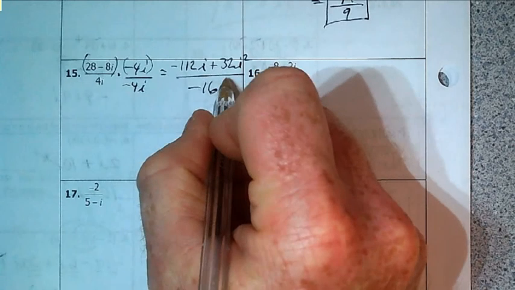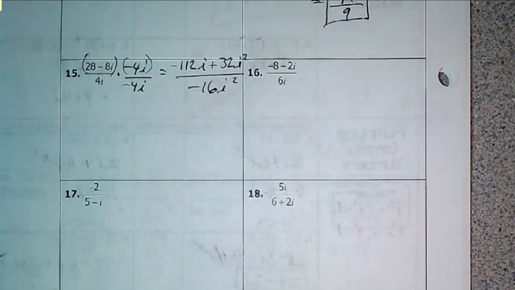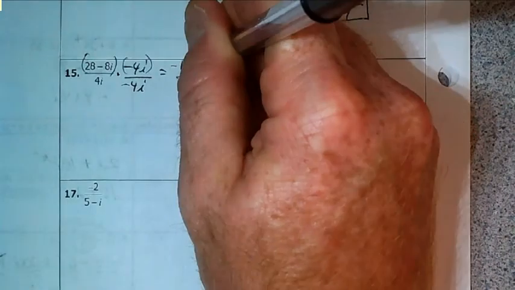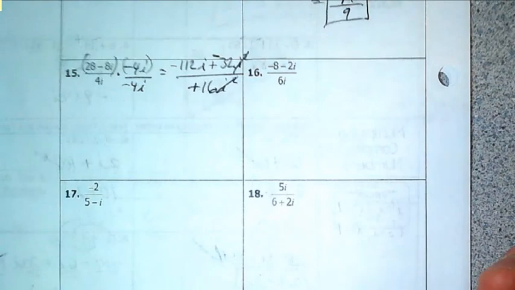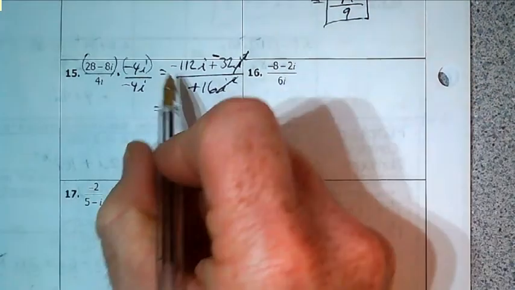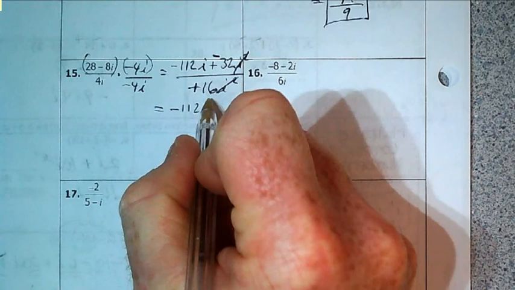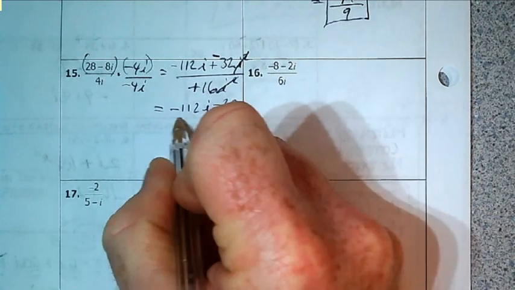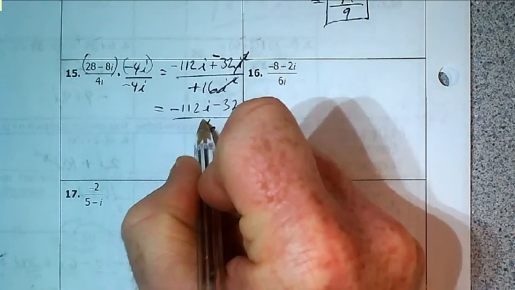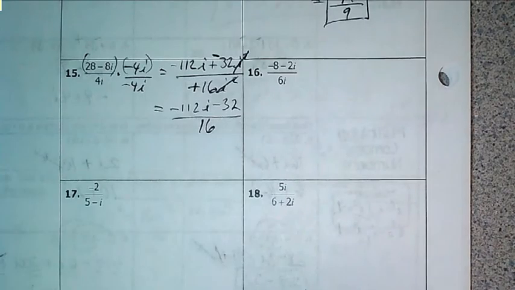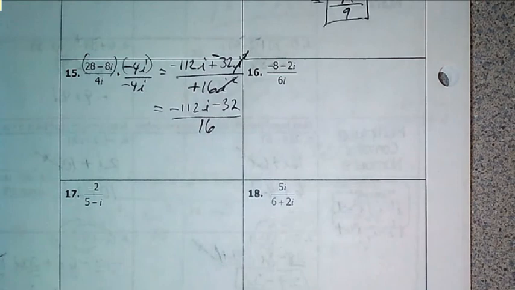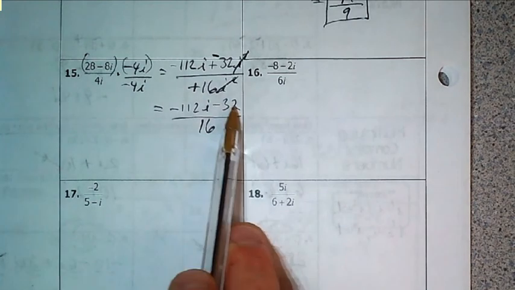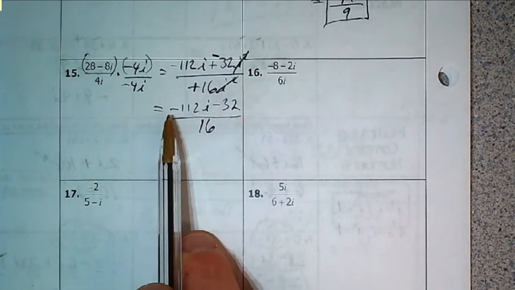So everywhere there's an i squared, what does it do? Changes the sign. So that's now a negative 32, and this is a positive 16. So what we have is a negative 112i minus 32 over 16. Now, this is not in simplest form, because all three of these numbers have a common factor. And it's not even in standard form either, because this real part needs to be in the front. We'll fix that in a minute.